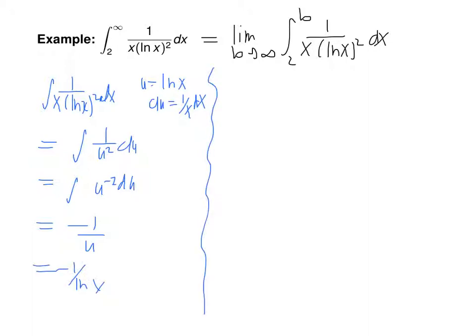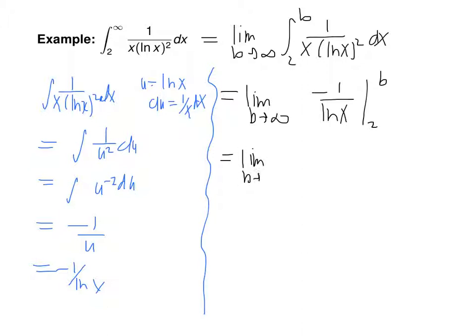So let's use that here. That gives us the limit as b goes to infinity of negative 1 over ln x evaluated from 2 to b. Limit as b goes to infinity of negative 1 over ln of b plus 1 over ln of 2. Now, because ln is an increasing function, negative 1 over ln of b will go to 0, so this integral converges to 1 over ln of 2.